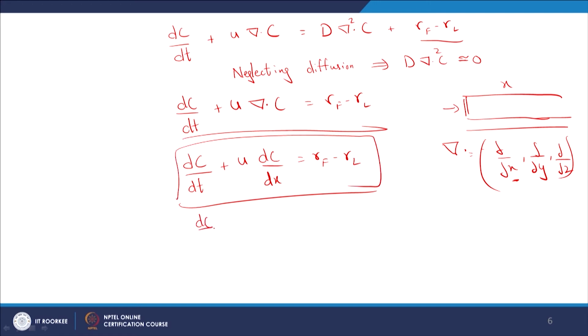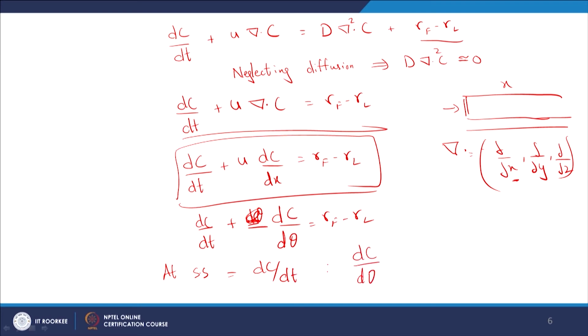Again, dC by dt plus dC by d theta is equal to rate of formation minus rate of loss. So obviously if it is at steady state, it means dC by dt equals 0, and that ends up being dC by d theta is equal to rate of formation minus rate of loss. So that is what you see here, right. It is much easier if we have an understanding of the basic equation, but you can get by with looking at the other equation too.